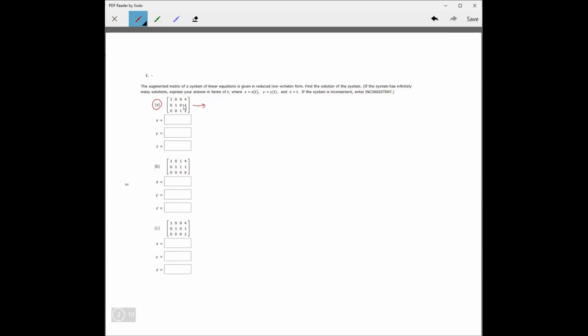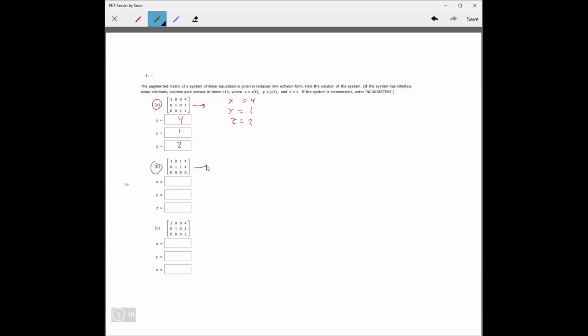Again, we're going to translate it back into the equations. So the top line is x equals 4. Second line is y equals 1. Because there's no x or y here, it starts with z, and z equals 2 is the last one. So it's just 4, 1, and 2 that we end up with as the answers right there.